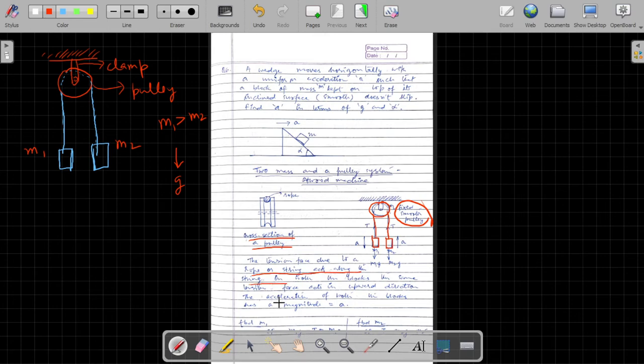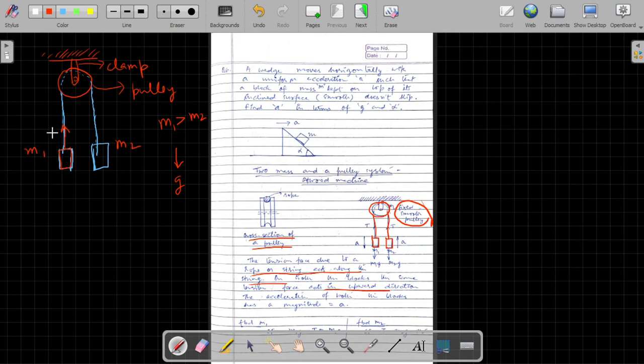So this is what we already know, and it acts in upward direction on both the blocks. We know that if we were to study m1, the tension acting on m1 would be in upward direction, since tension can only act along the string. That is how we'll be drawing the tension in this question.